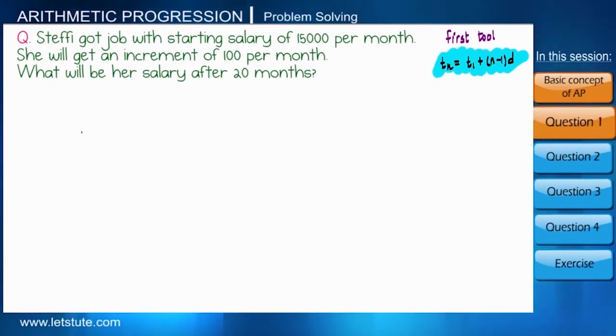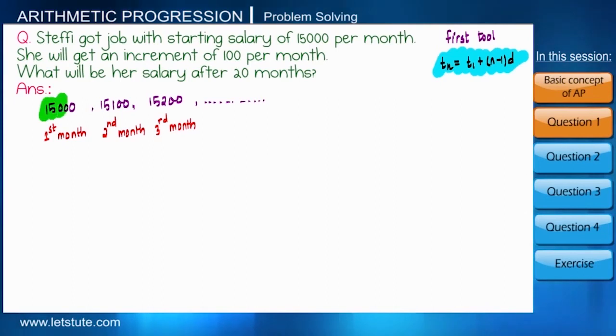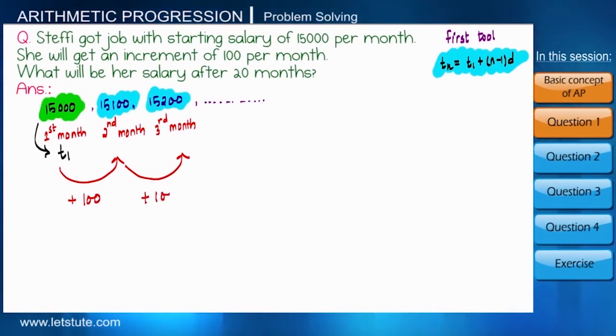Here is a situation. It says Steffi's salary in the first month is 15,000 and every month she gets an increment of 100. So what do you understand by it? See here, if the increment is 100, in the next month she will get 15,100 and then 15,200 and so on. So we can say that 15,000 is the first term, that is T1, and the increment is 100. That means the common difference D is 100. And further it says we need to calculate her salary in the 20th month.